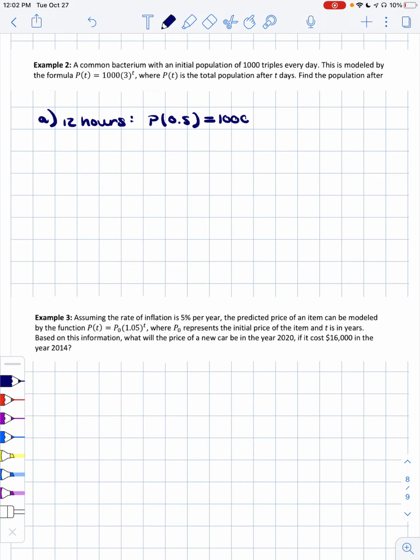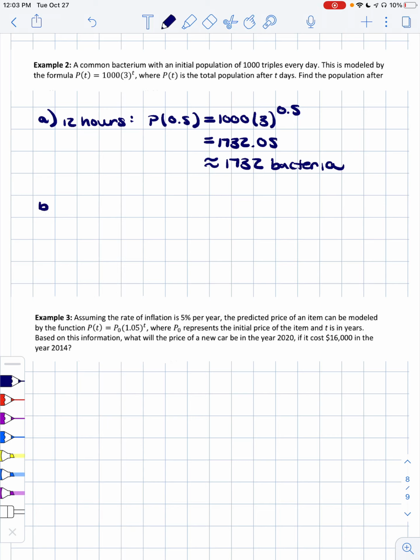We have 1,000 times 3 to the power of 0.5. All right, and I'm just going to plug that into my calculator, and it gives me 1,732.05. Now we're talking about bacteria here. It doesn't really make sense to have part of a bacteria. I'm going to go ahead and round that to about 1,732 bacteria.